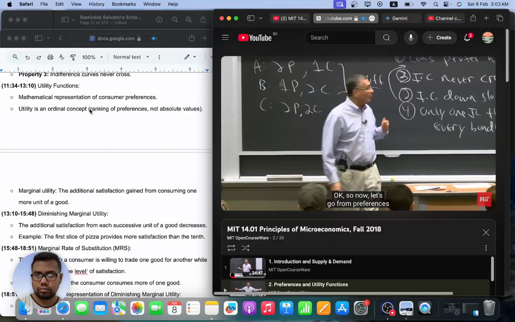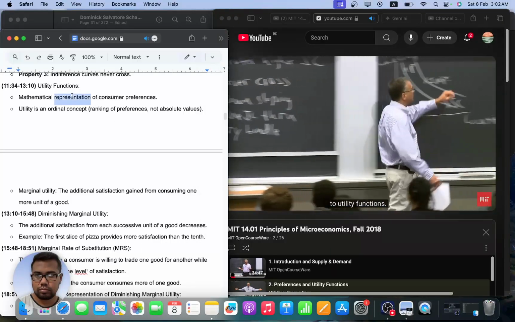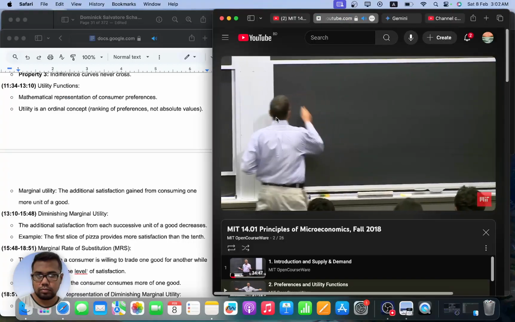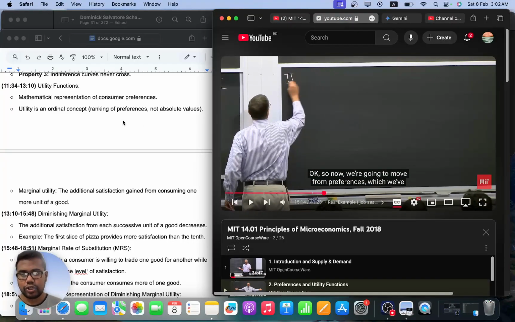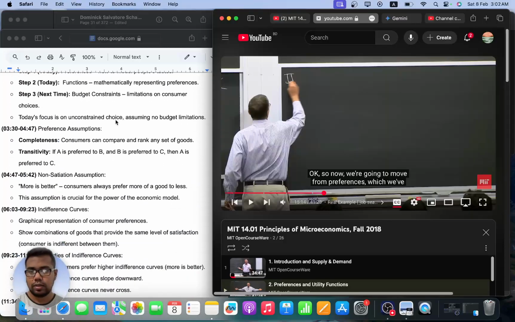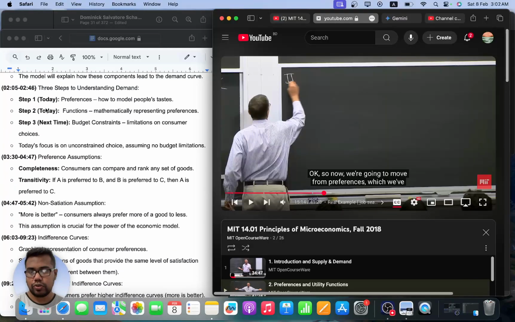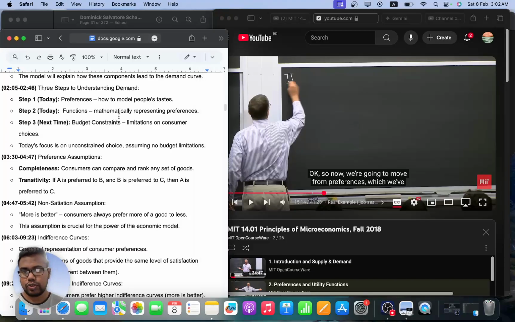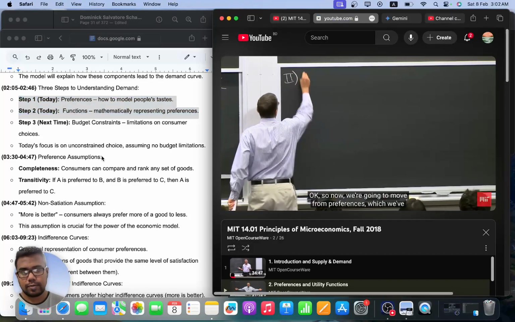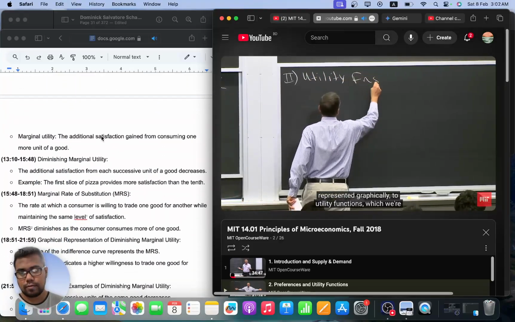Okay, so now let's go from preferences to utility functions. So now we're moving from preferences to utility function, that was the second thing. The issue is, these should be essentially the same thing. One is mathematical, the other one is graphical. Other than that, it shouldn't be different. Preferences we represent graphically, and utility functions we're going to represent mathematically.